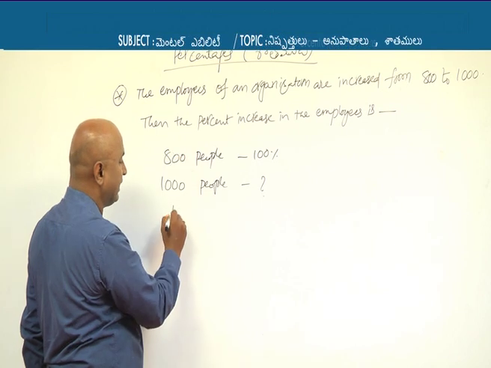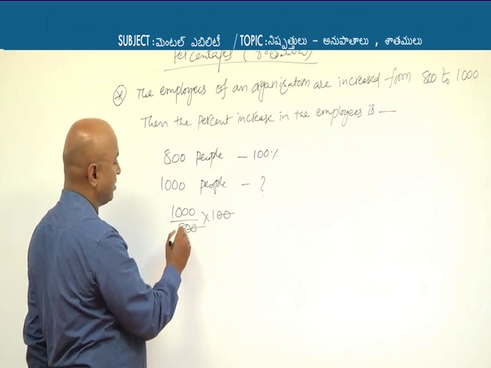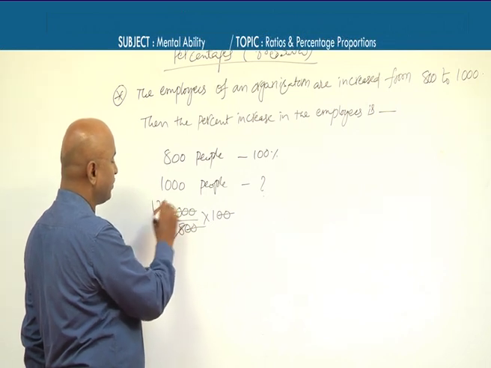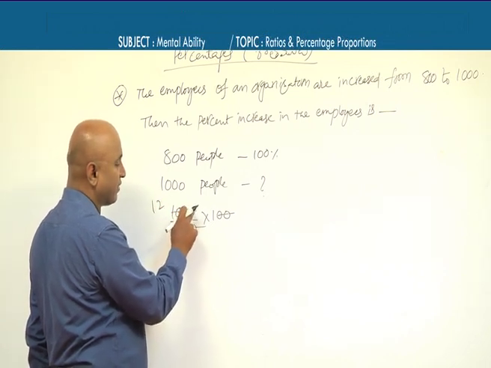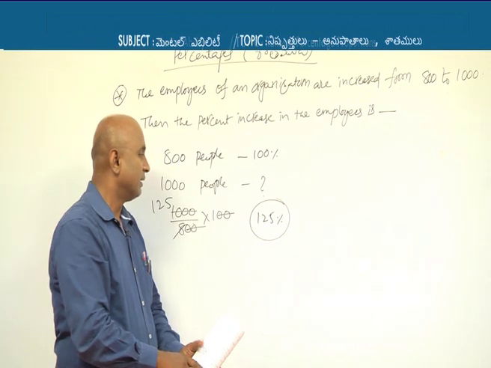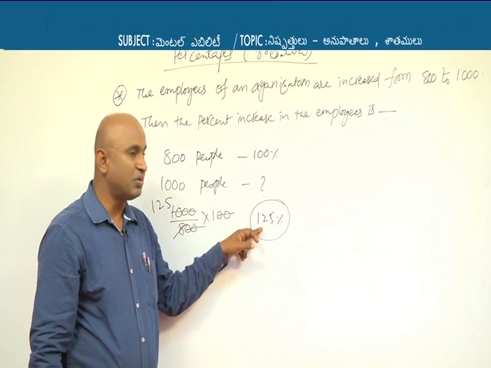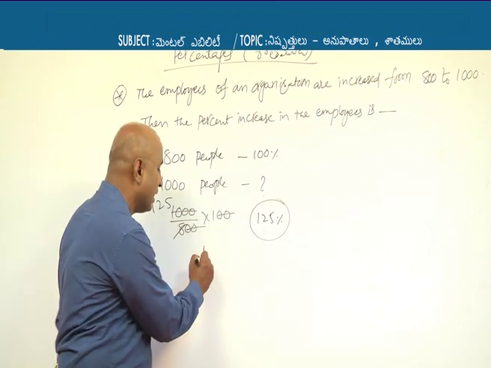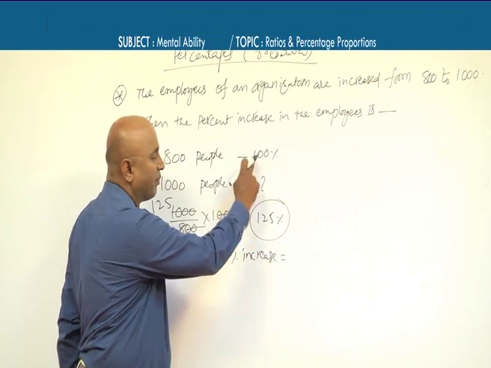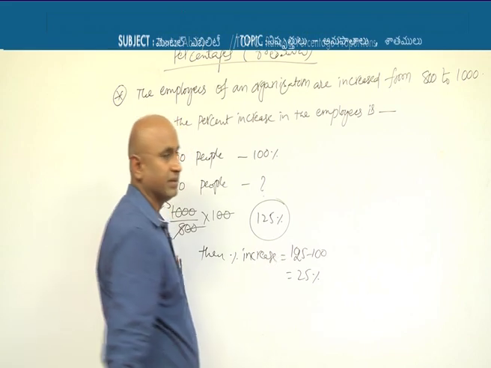So 1000 by 800 into 100. Cancel 2 zeros, 2 zeros. 8 ones are 8, 2 0, 20. 8 2s are 16. 4 is there, 4.0, 40, 125%. So the employees initially are 100%, now they are raised to 125%. Then percent increase is equal to 125 minus 100, that is equal to 25%.